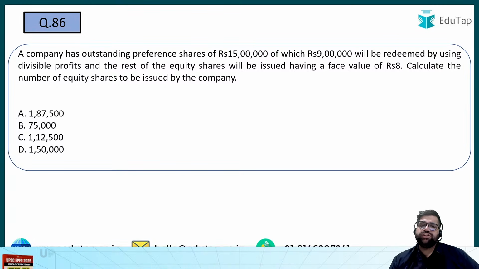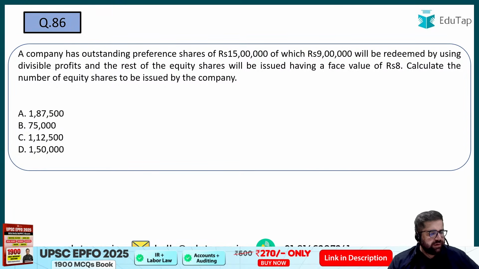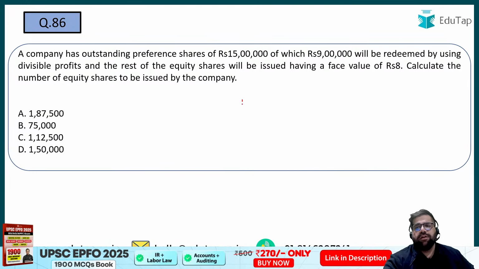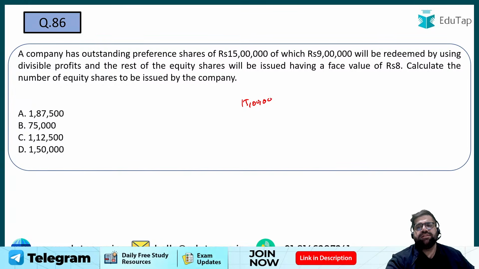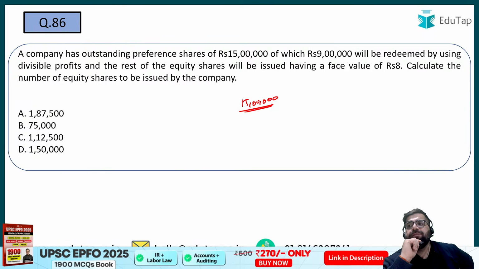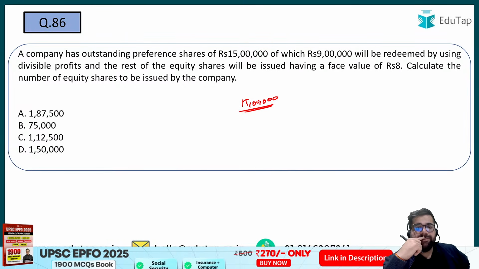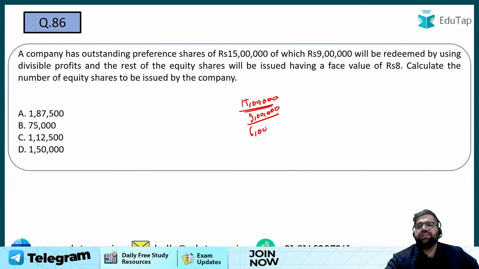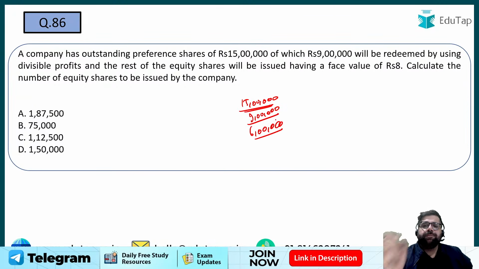चलिए, question number 86, a kind of a numerical. Try to address it. A company has outstanding preference shares of 15 lakh. So 15 लाख के शेयर्स है हमारे पास. 15 लाख के पेमेंट करना है, आउटस्टैंडिंग है, राइट? A company has outstanding preference shares of 15 lakh, out of which 9 lakh will be redeemed using distributable profits. So मेरे पास 9 लाख के प्रॉफिट्स है, मैं वो रिडीम यूज कर लूंगा. तो बचे कितने? 6 लाख, राइट?